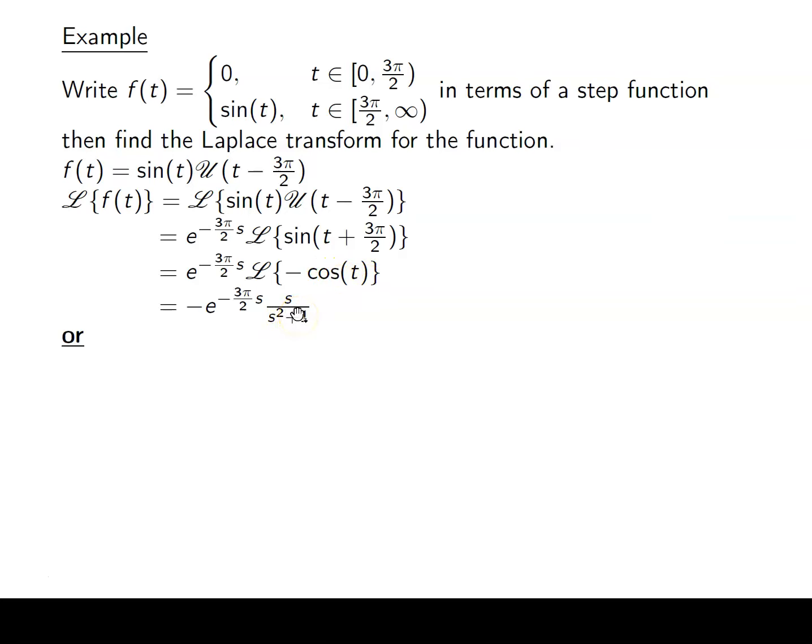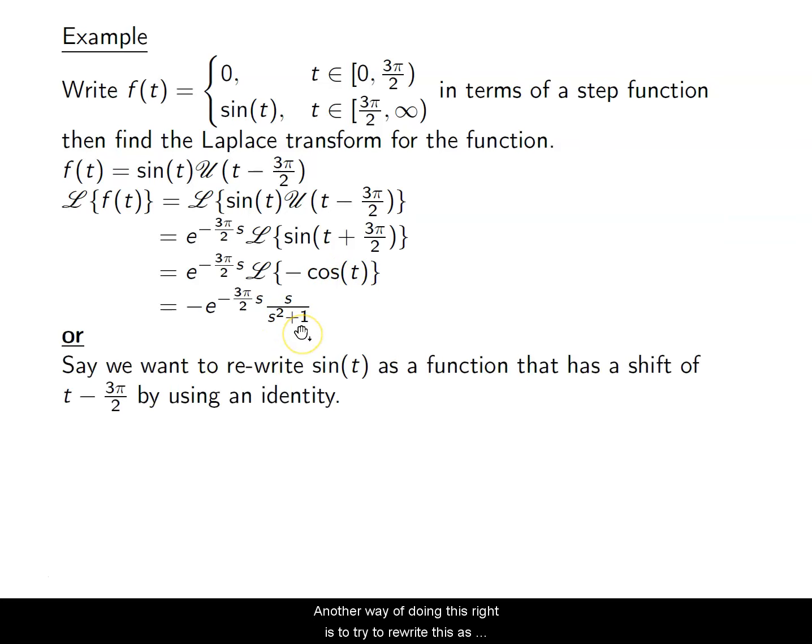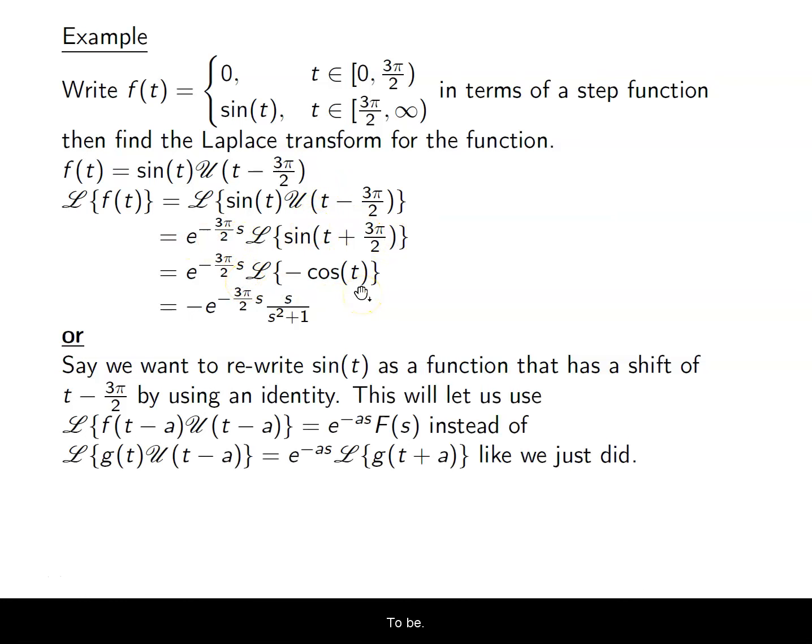Another way of doing this is to try to rewrite this as a shift of t minus 3 pi over 2. So then that way it matches up with my Heaviside function, and I don't have to use this standard form. Oops, it should be more than one line, but that's fine.